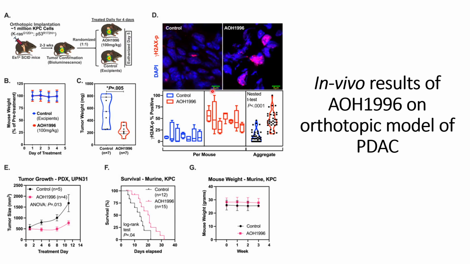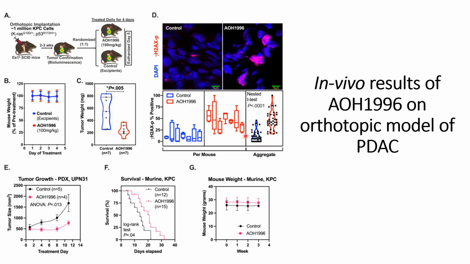Thereafter they quantified these signals. In the control case we can see the positive gamma H2AX population is well below 50% in all the cases that can be seen here. In the case of the AOH1996 treated mice, they see a higher gamma H2AX positive population, and whether it is significantly higher or not is determined in the aggregated form, where they did the nested t-test.